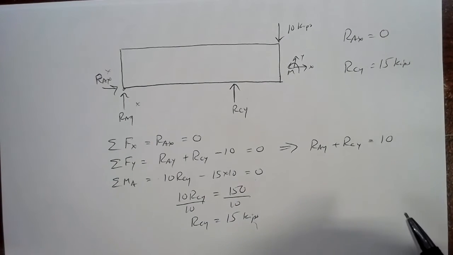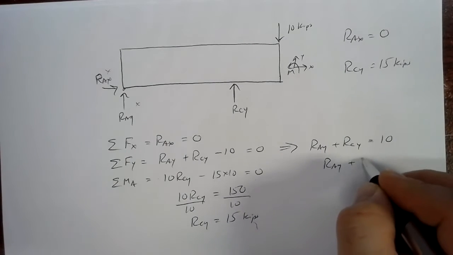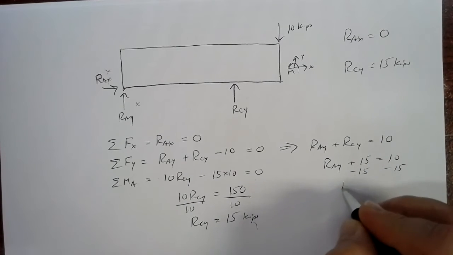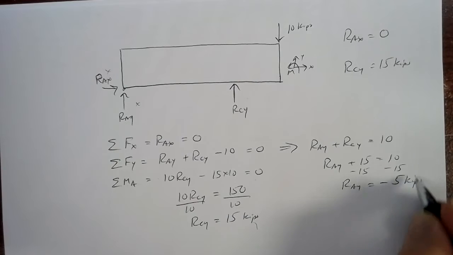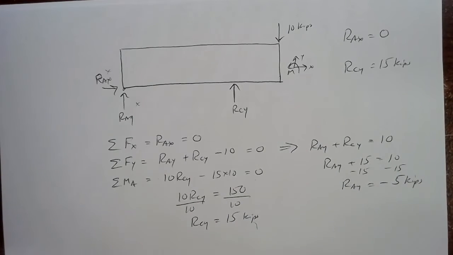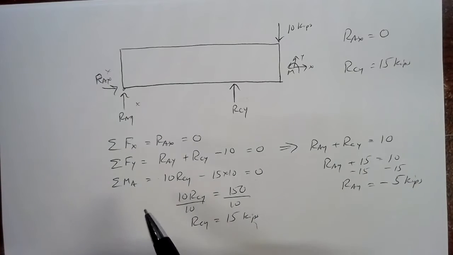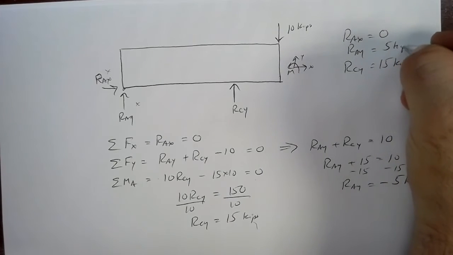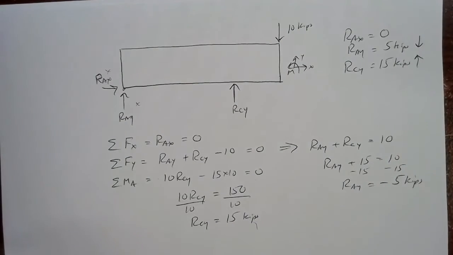So let's go over and solve our y direction equation. RAY plus 15 equals 10. Subtract 15 from both sides, and RAY is a negative 5. Don't lose that negative. 5 kips negative. The negative means we assumed the wrong direction here. We assumed RAY was pushing up, but it's actually got to pull down. So RAY is 5 kips down. RCY is 15 kips up.